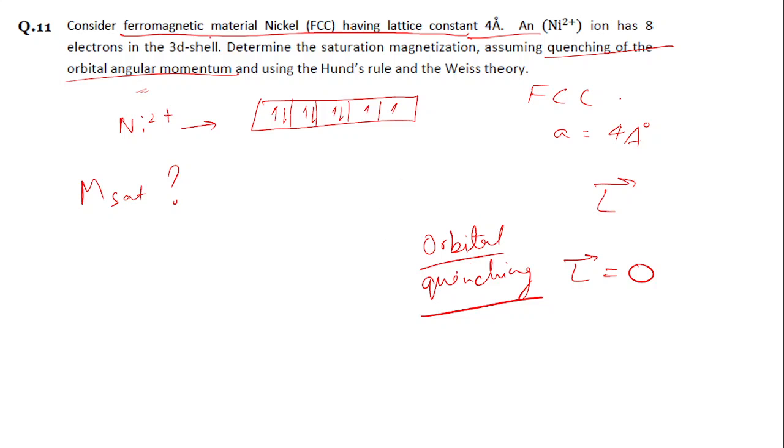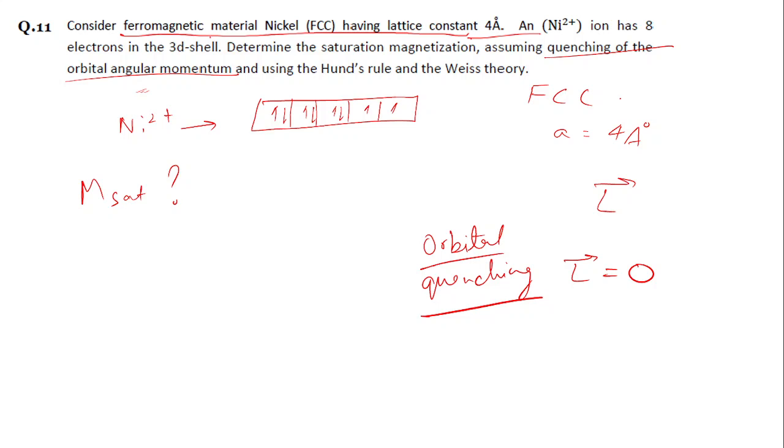So that is what we know as orbital quenching. When we say that some material is experiencing orbital quenching, especially a d orbital material, that means orbital angular momentum is taken as zero. Okay, so here we need to find out the saturation magnetization for this material. Let's go directly to the formula.